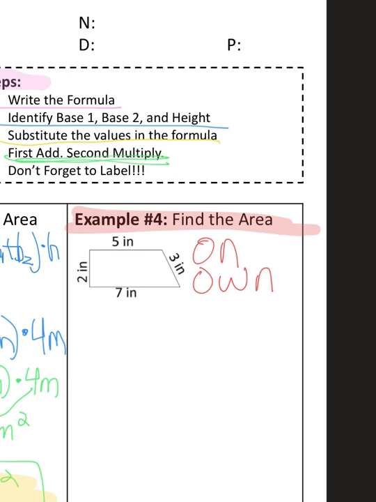If you have any questions, please let me know. Make sure you do all 4 examples for homework as well as copy down the formula and the steps. Hopefully this helped break it down a little bit more, Miss Turner.